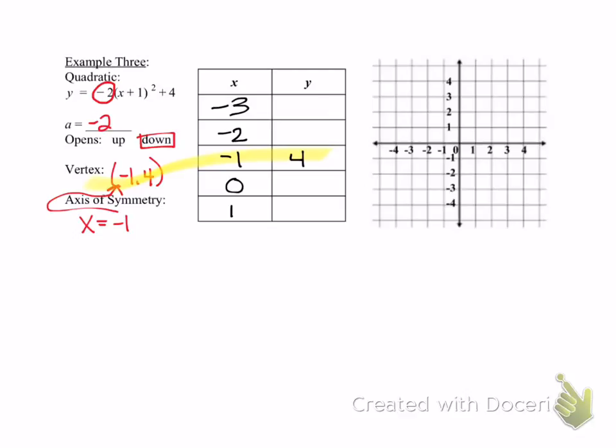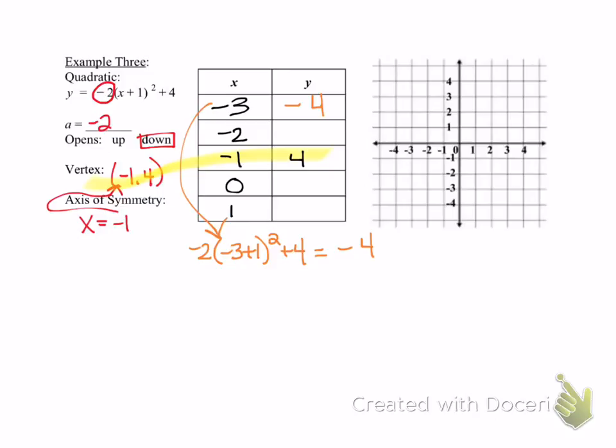Okay, well, let's go ahead and plug some stuff in. So let's plug in -3. So we've got -2(-3 + 1)² + 4. And these are starting to get more challenging, so it's okay to use your calculator. Don't be intimidated by it. But when we plug this into our calculator, we get -4. So this one is -4.